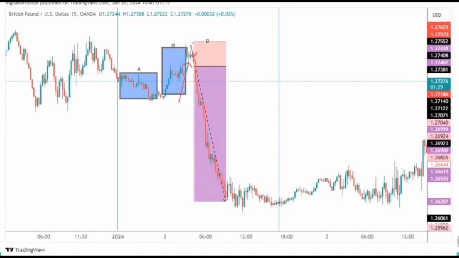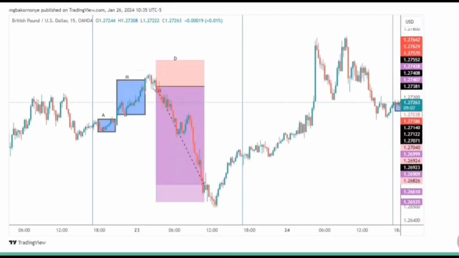All right, this is another one. Go to your chart and try and identify this. It works every day. It happens every day. So you are leaving money at the table if you don't know this strategy.